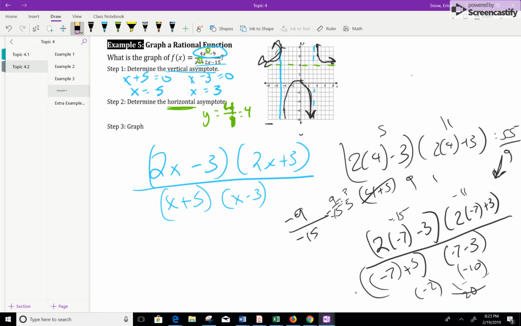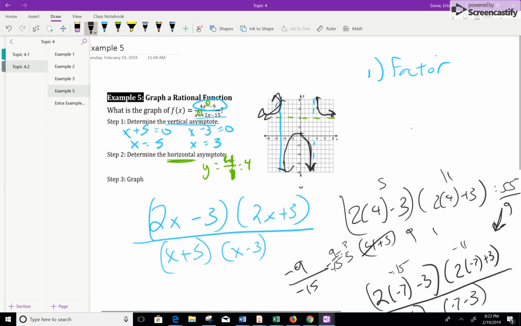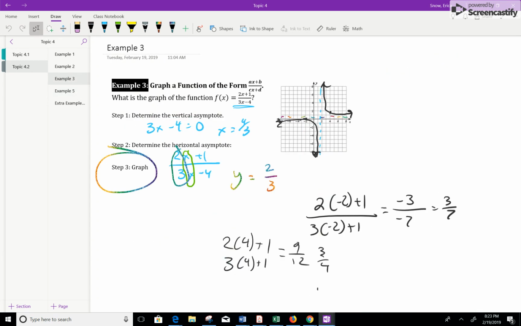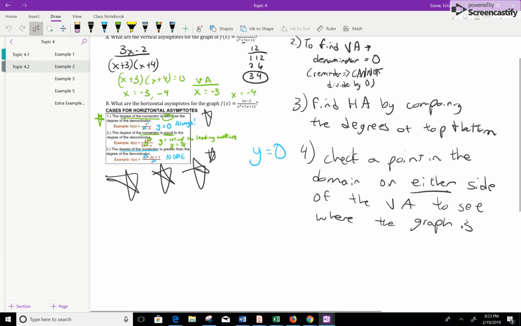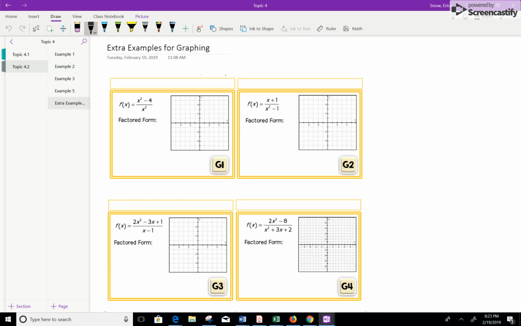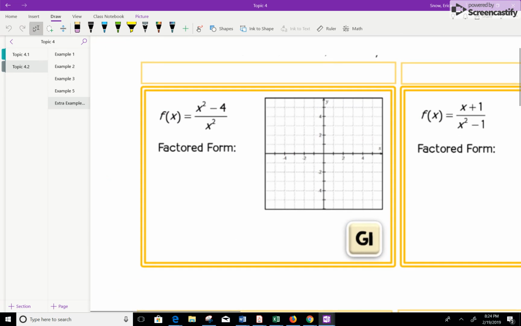This black blob down here just denotes where those sections were as we were choosing numbers. So our last step in 3, whoa, where did our steps go? Here was to check a point in the domain on every side of the asymptote to see where the graph is. And we're going to see more examples of this.